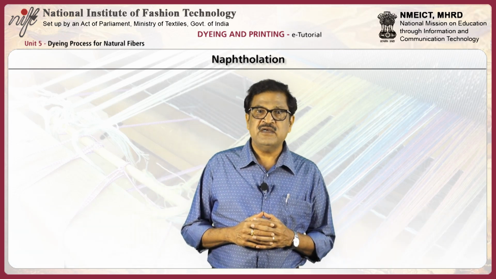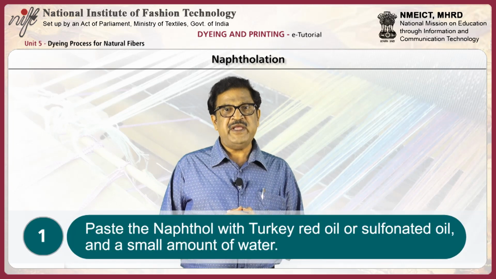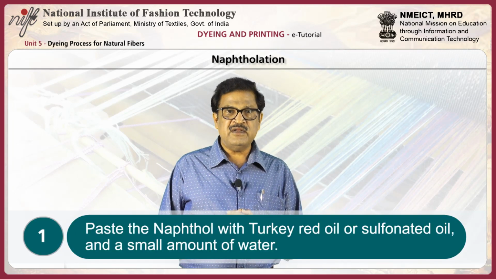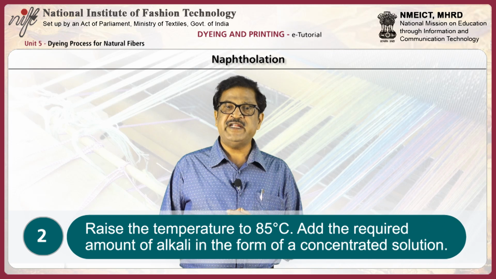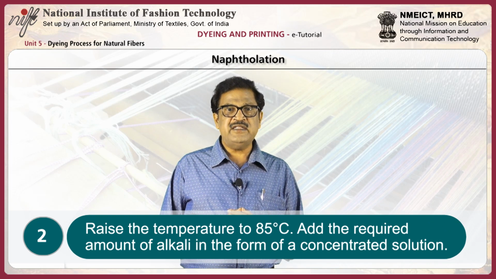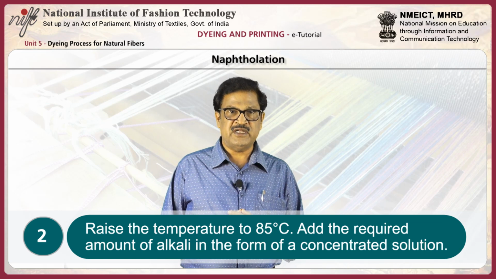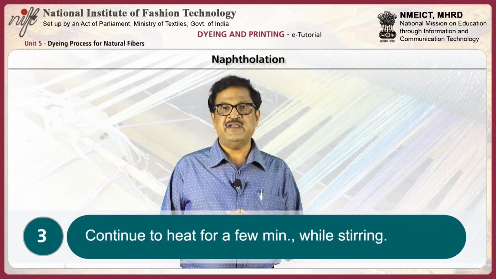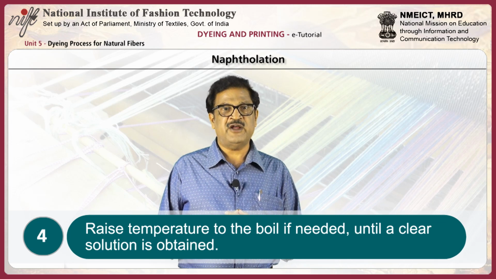Application of azoic or naphthol dyes. Naphtholation. Paste the naphthol with Turkey red oil or sulfonated oil and a small amount of water. Raise the temperature to 85 degrees centigrade. Add the required amount of alkali in the form of a concentrated solution. Continue to heat for a few minutes while stirring. If needed, raise the temperature to boiling until a clear solution is obtained.